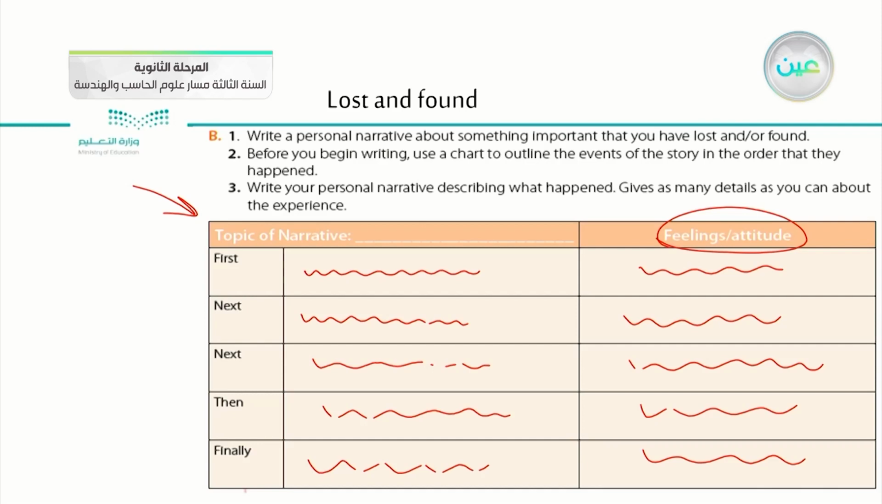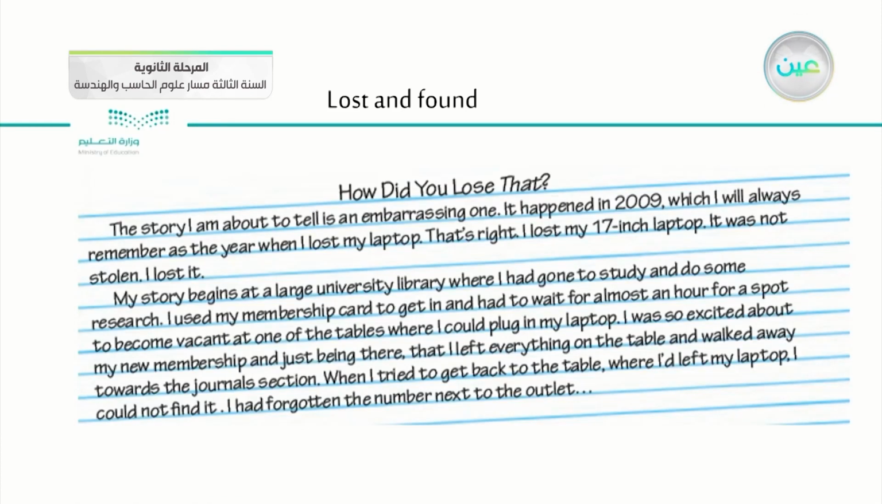So after you fill the chart with the steps of losing, starting from the moment before losing the item until the moment of finding it and after, and considering your feelings and attitude at each stage during this experience. We have here, how did you lose that? This is an example of a story of someone who lost his laptop. It's an example that you can read, and maybe it's going to be beneficial for you because you can use this technique, so you can write your own narrative essay.